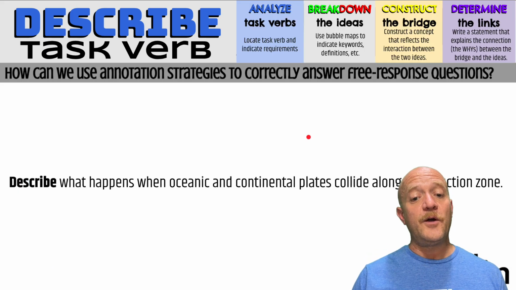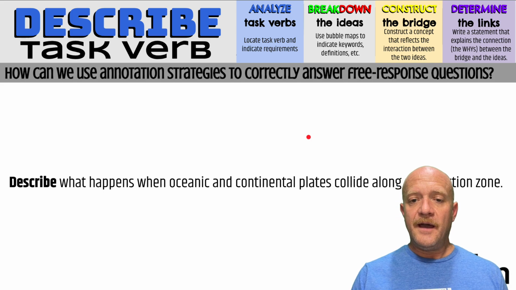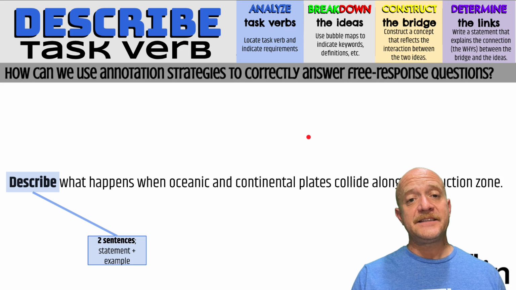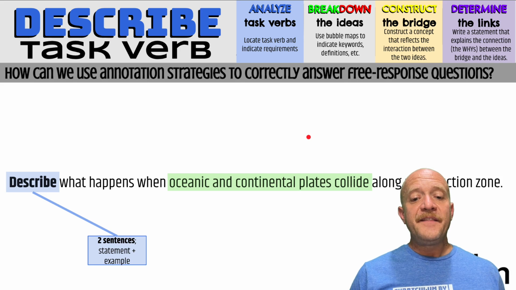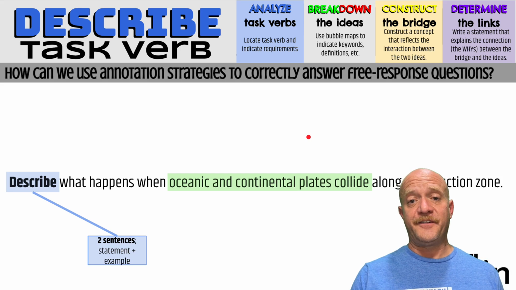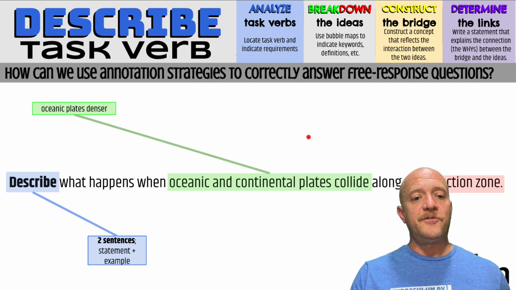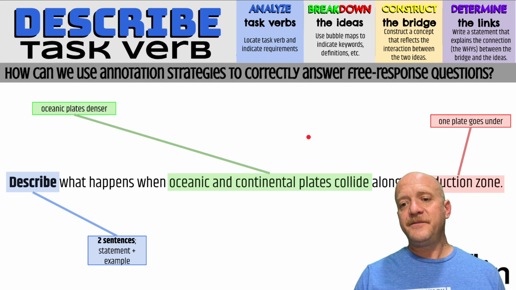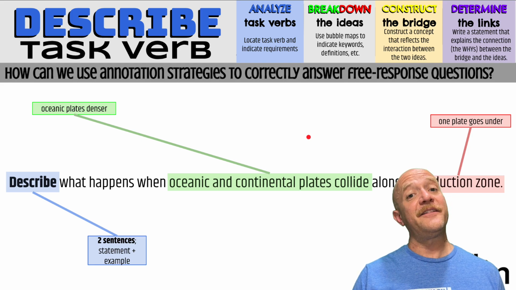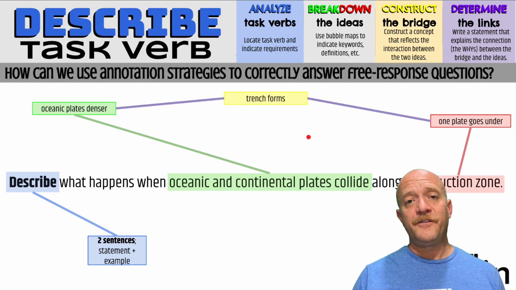Describe what happens when oceanic and continental plates collide along a subduction zone. Again, we're going to analyze this task verb, which is describe, 2 sentences with a statement and an example. The oceanic and continental plates colliding is the first idea, and the subduction zone is the second idea. Whenever the oceanic and continental plates collide, the oceanic plate is denser than the continental plate, and subduction means that one plate goes underneath the other one. Now the connection between them, the bridge, is that a trench will form.